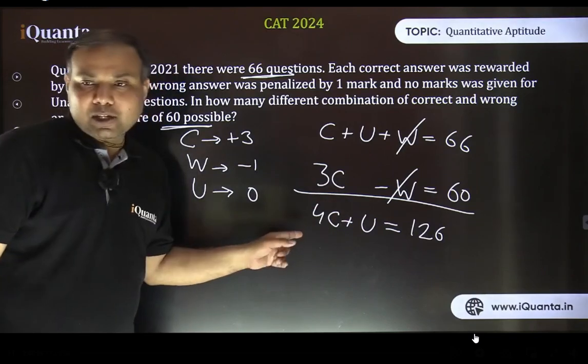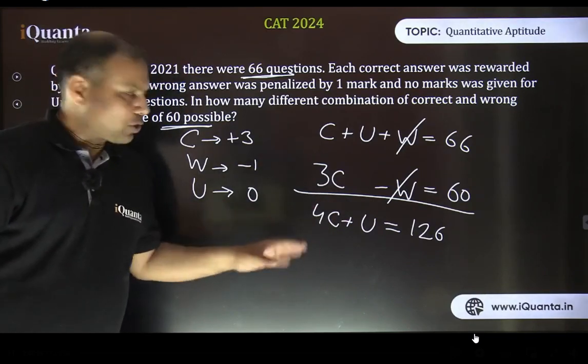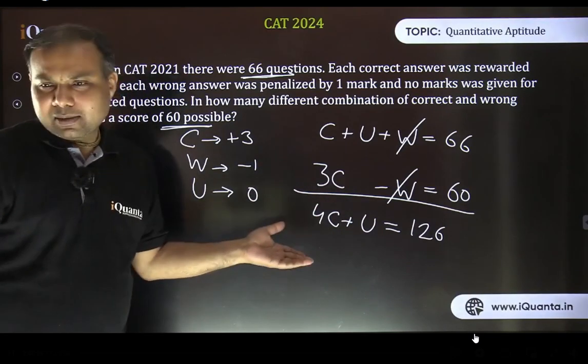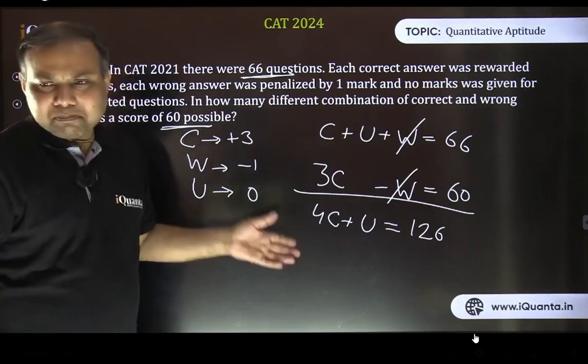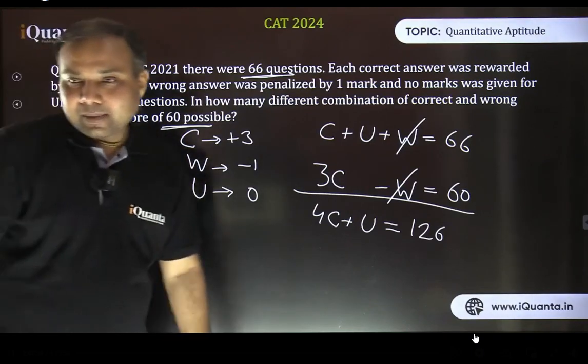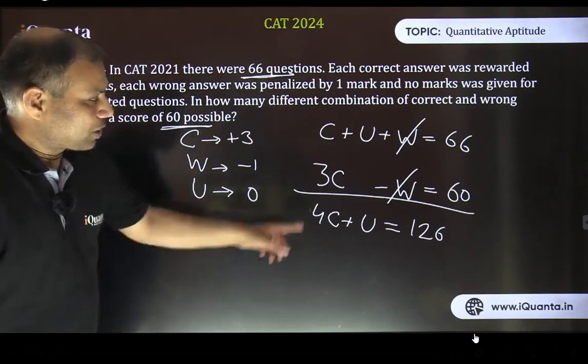Can you tell me any one solution here? Any smaller solution? Let's make C equal to 0 only. Please tell me one solution here: 4C plus U equals 126.